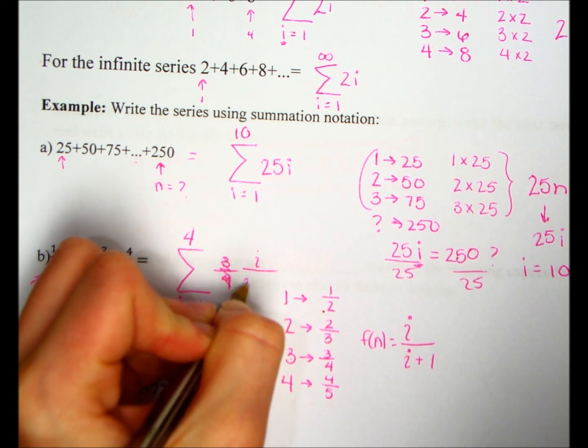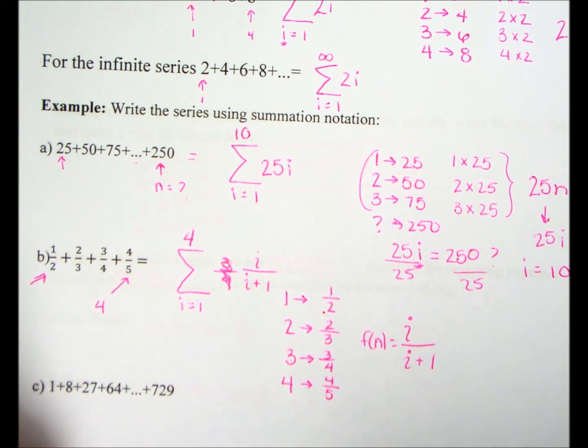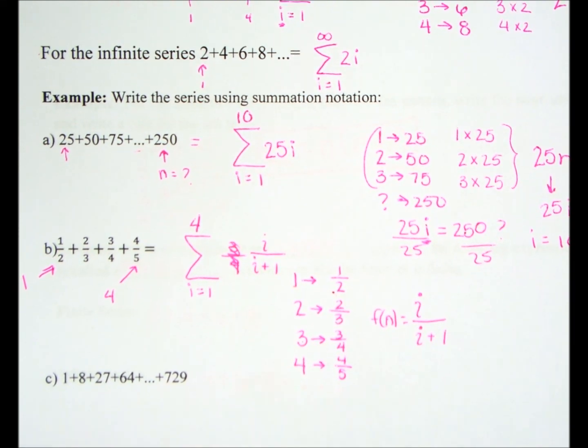So I'm going to say I over I plus 1. Ignore that. So that is my rule. That is my rule for my summation notation. That's how I would write this series in summation notation.